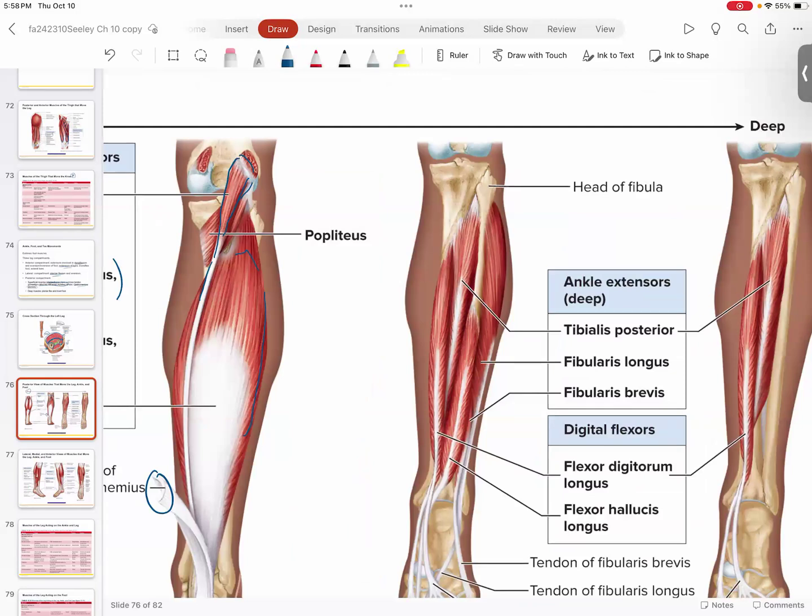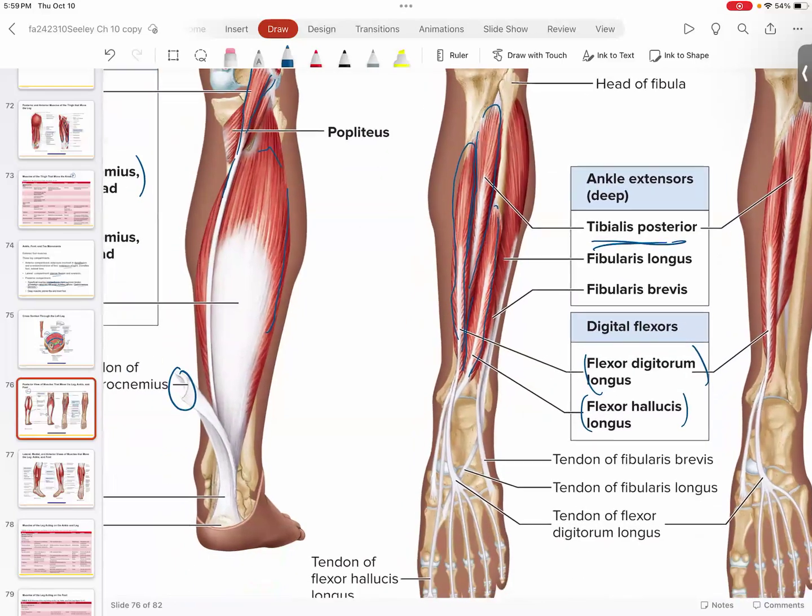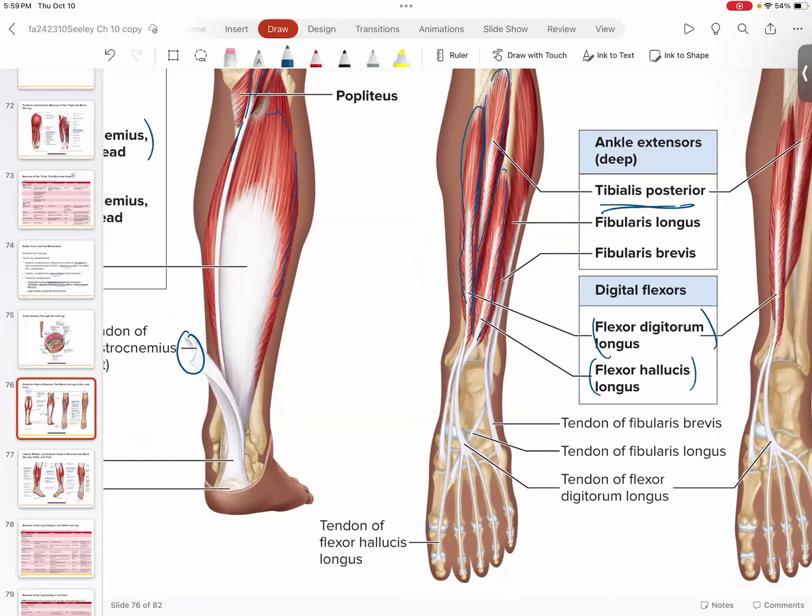For instance, you're going to see tibialis posterior, which is basically attached to the backside of the tibia. You're going to see the flexor digitorum longus, which is a flexor that's on the calf side. So this is all underneath the gastrocnemius. And you're going to see flexor hallucis longus, which is a feather-like muscle that basically is attached to the big toe. So hallucis is the big toe.